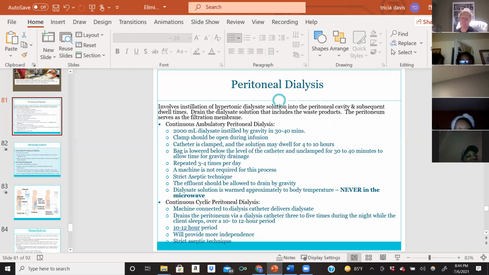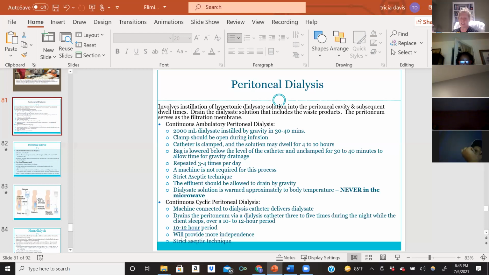Then you have continuous cyclic peritoneal dialysis. So this gives the patient a little bit more independence, because normally if they do this at night, they're only doing one of the ambulatory peritoneal dialysis during the day. Some patients never have to do it during the day. They just do it at night. Again, it just depends on the severity and what the patient's used to.